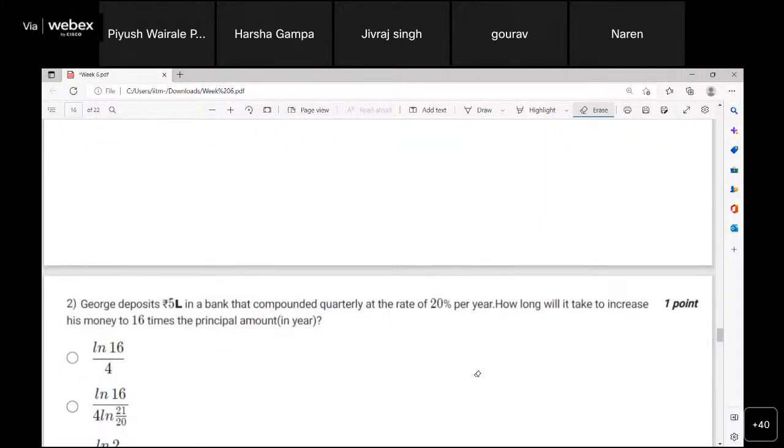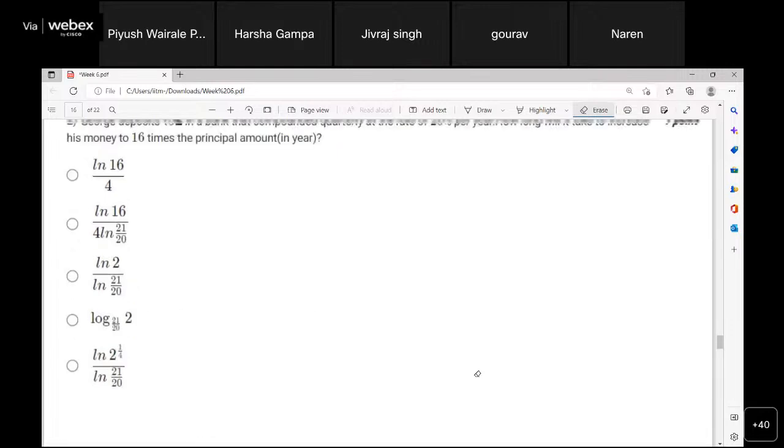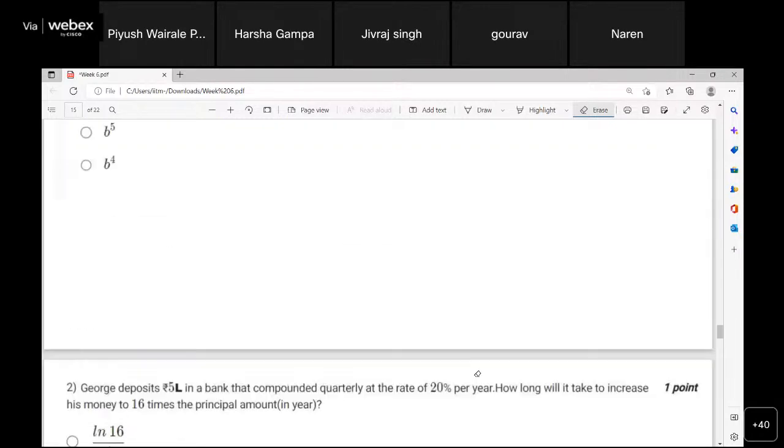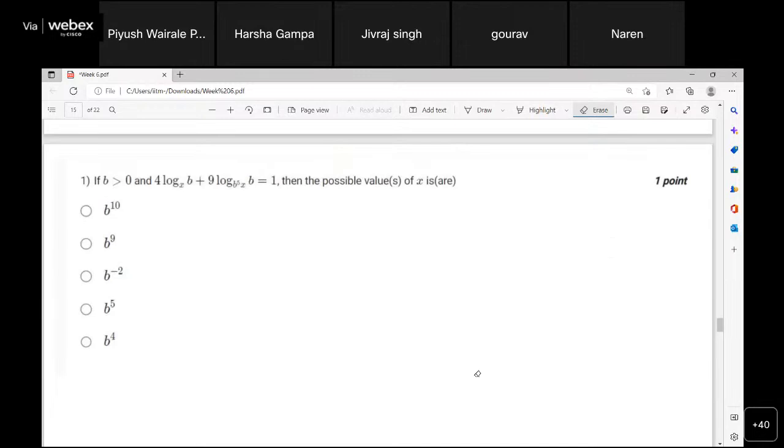This is a simplification question, like the compound interest one we discussed. This is a little bit complex simplification. Just try to solve it. This is practice assignment question number 1. So b is greater than 0 and this is the function. What is the possible value of x here? Same thing, just tell me how to solve this question. You have solved this, right? Today I have solved it.